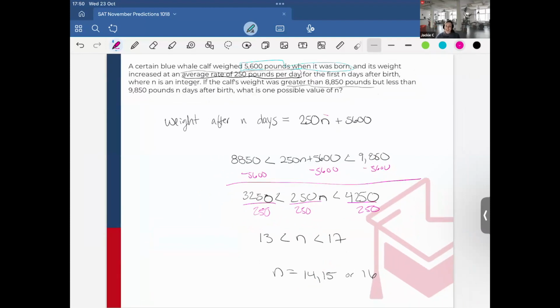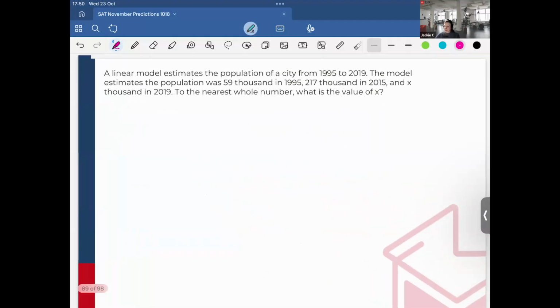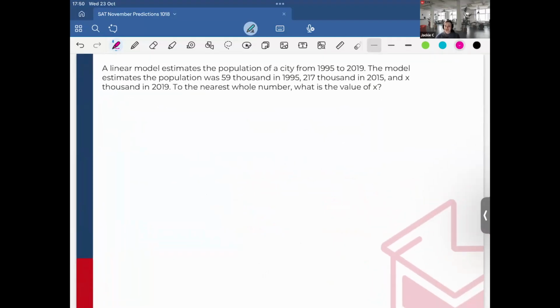Okay, next up, this one, a linear model. A linear model estimates the population of a city from 1995 to 2019. The model estimates that the population was 59,000 in 1995, 217,000 in 2015, and x thousand in 2019. To the nearest whole number, what is the value of x?